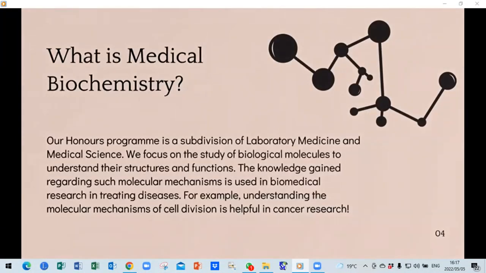Our honors program is a subdivision of laboratory medicine and medical science. We focus on the study of biological molecules to understand their structures and functions. The knowledge gained regarding such molecular mechanisms is used in biomedical research in treating diseases. For example, understanding the molecular mechanisms of cell division is helpful in cancer research.